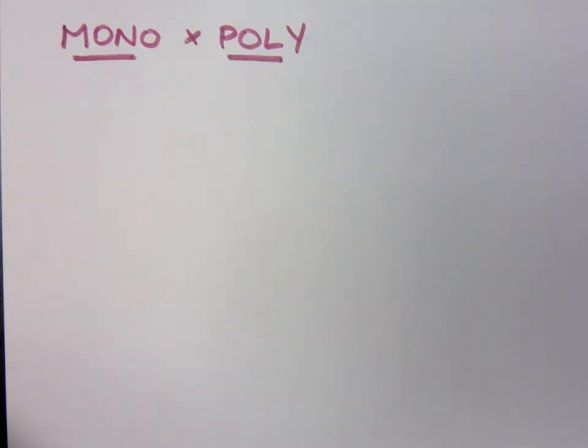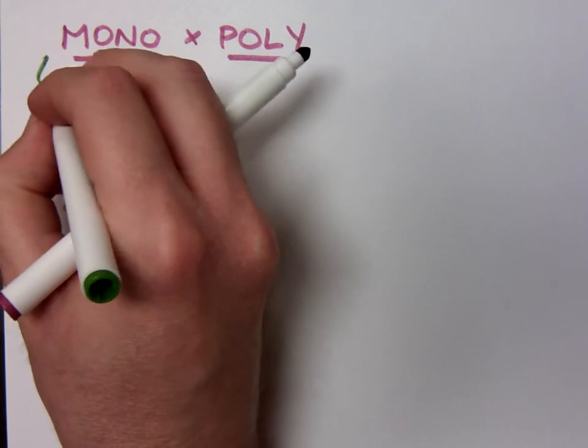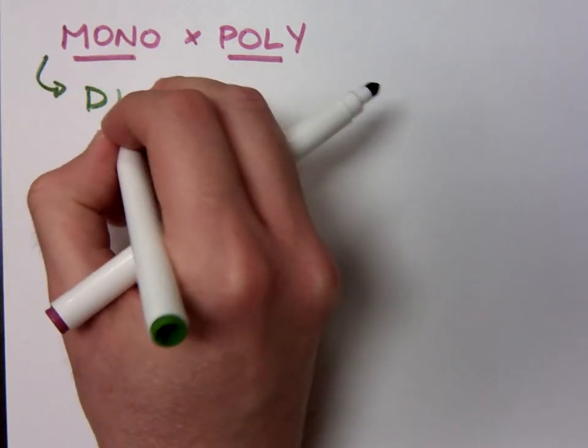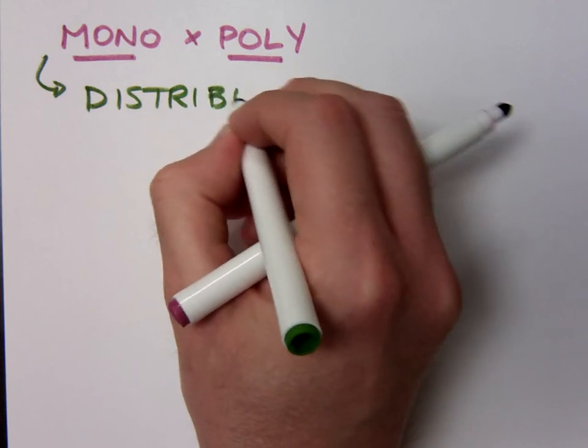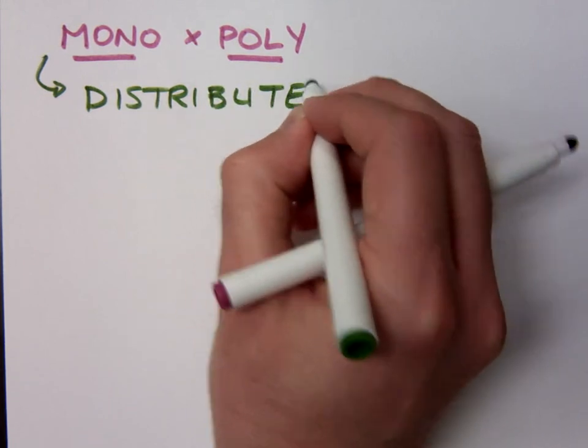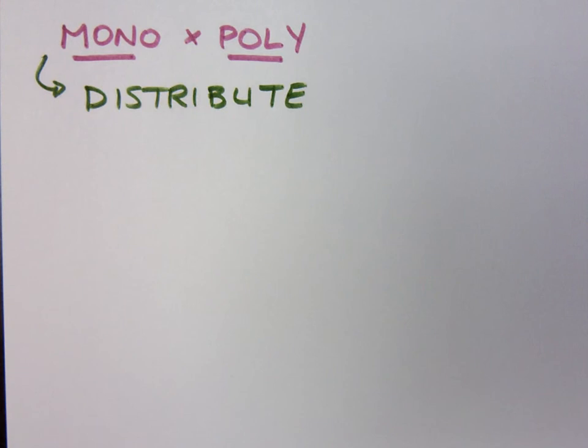There's only one word here that we need to know to take care of this. And that word is distribute. We've done this before. We know how to distribute. And that's what you do when you multiply a single term, monomial, times a larger polynomial.